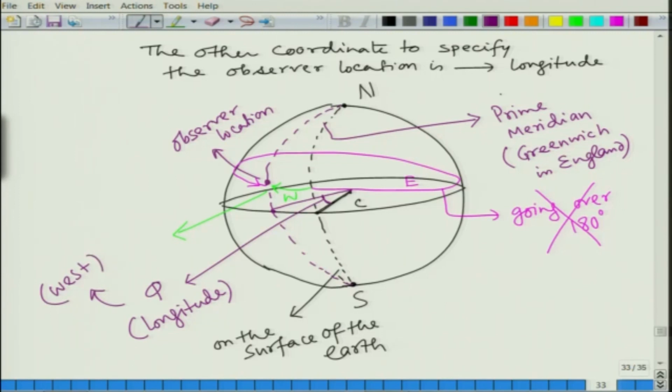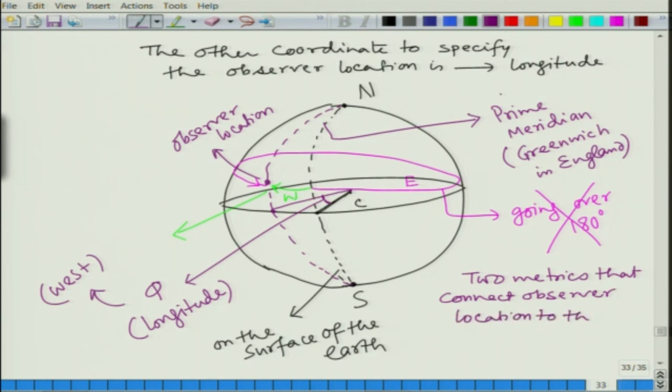Okay. So, now we have two quantities, one is latitude. So, two metrics that connect the observer location to the center of the earth.